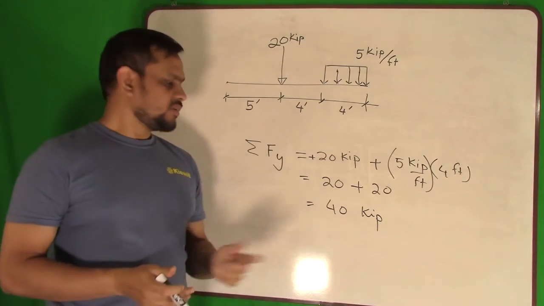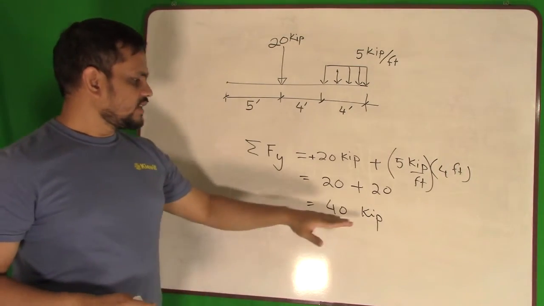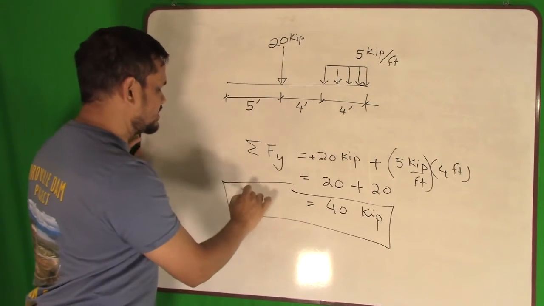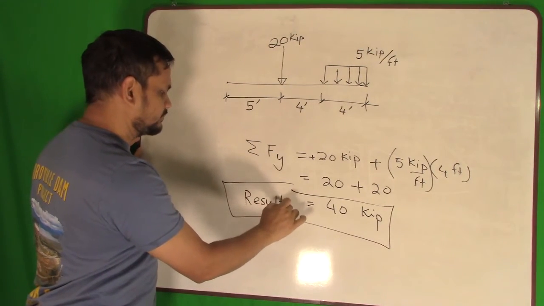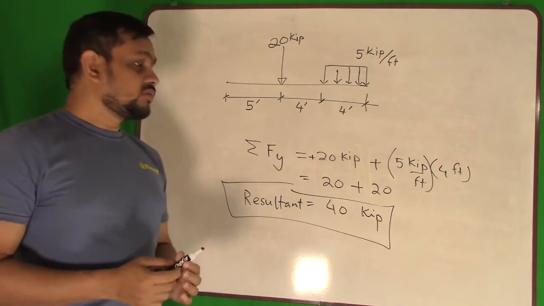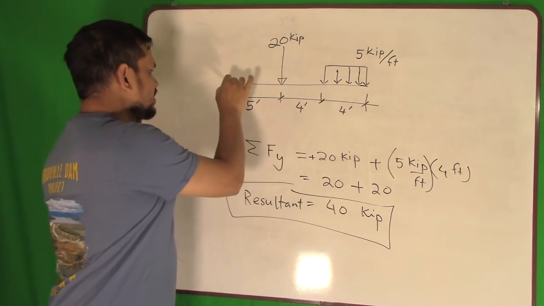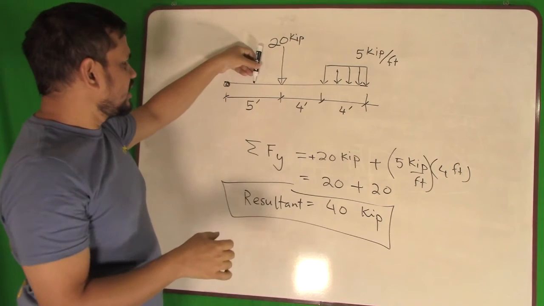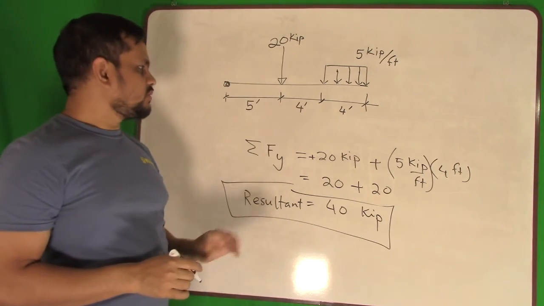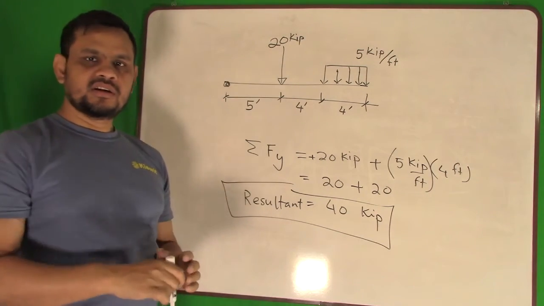How do I know downward? Because I assumed downward positive. That is the resultant force. So my one is done, my resultant is 40 kip. Now the question is where it is acting. With respect to, say, this point, is it acting here? Here? We do not know. So for non-concurrent force, we must tell the point of action.